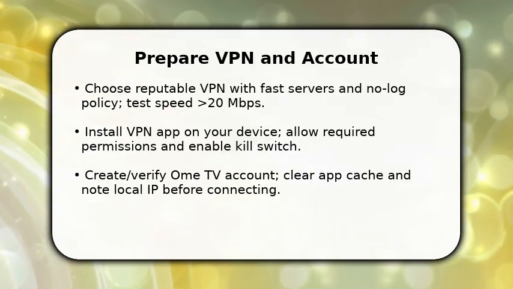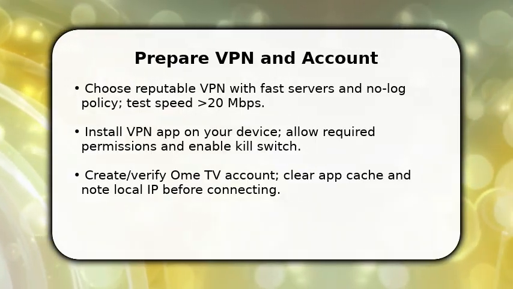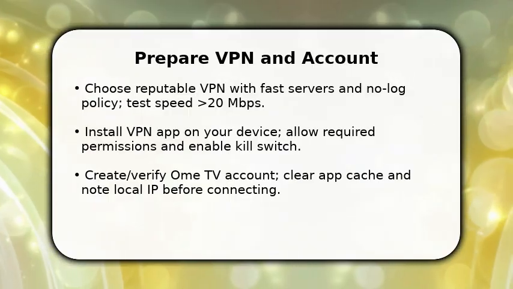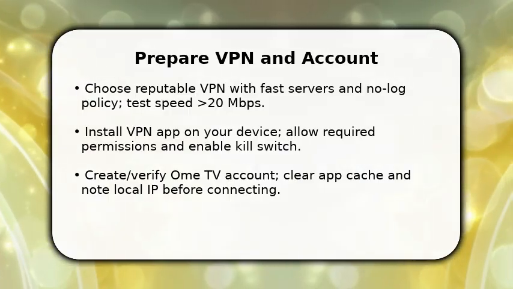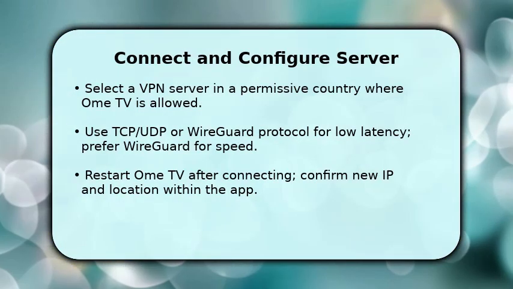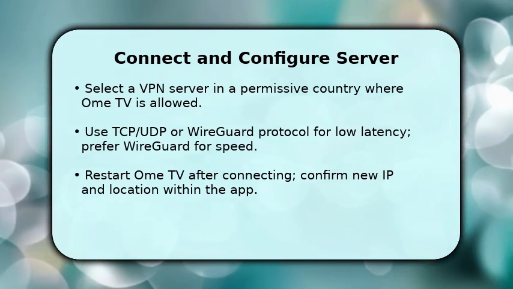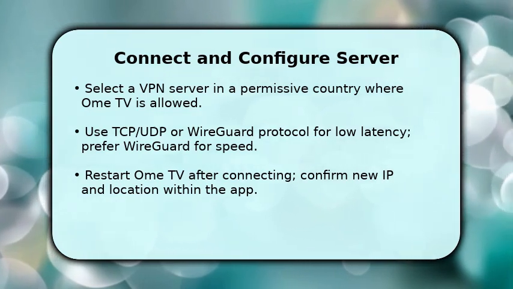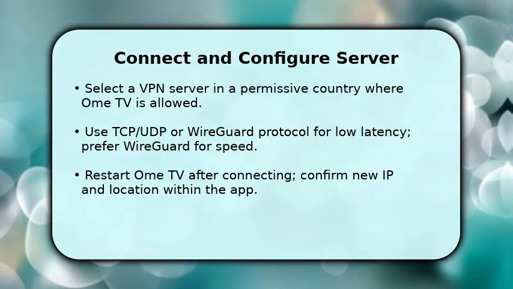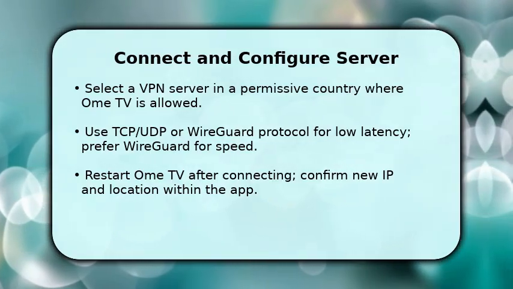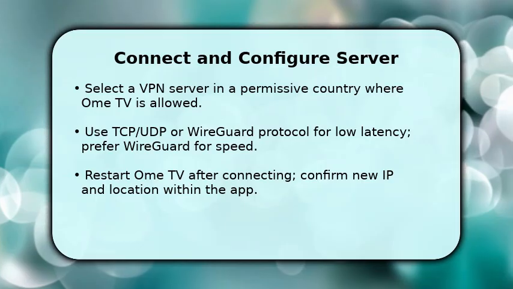Test the VPN briefly by checking your apparent country and running a quick speed check. If it's below about 20 Mbps, switch servers before moving on. Once done, connect to a VPN server located in a country that allows Ome Tv traffic. Choose the fastest nearby server or a WireGuard option to reduce latency and keep video smooth.